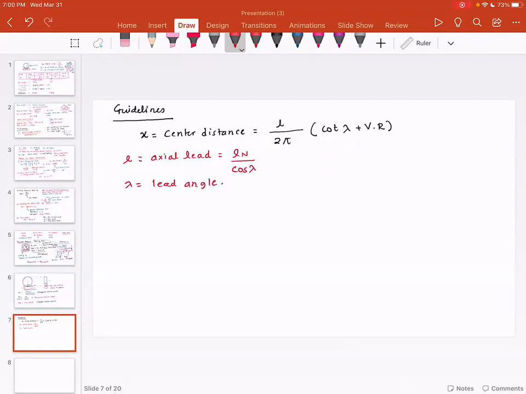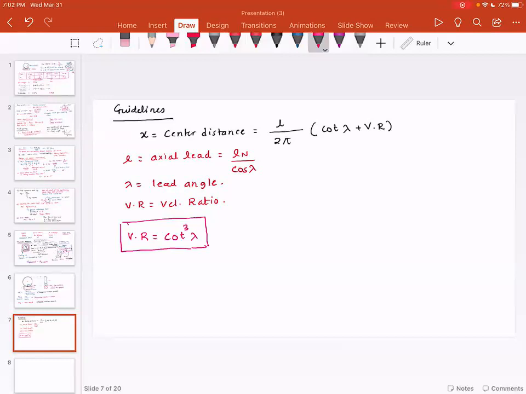And VR is the velocity ratio. So this information can be used to find out the appropriate values of the lead or the ratio between X and L. And that information may be used to solve the problem. And what does that mean? What it means is for the most efficient power transmission, usually one relationship is velocity ratio is equal to cot cube of lambda.